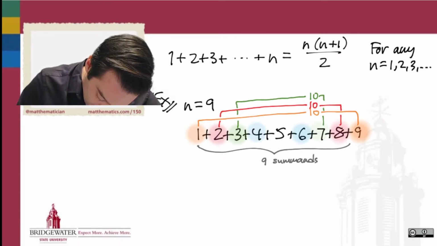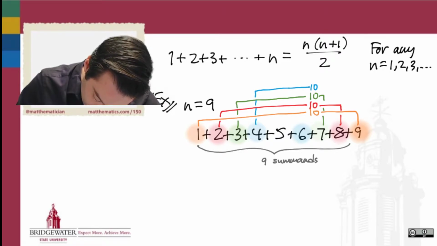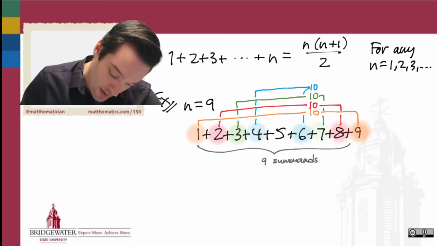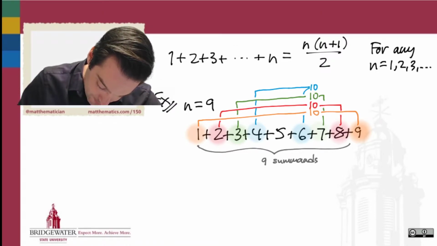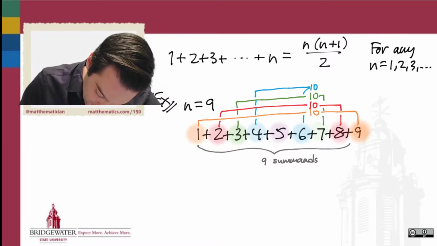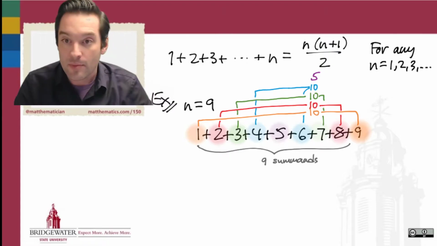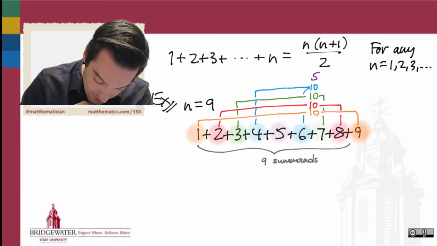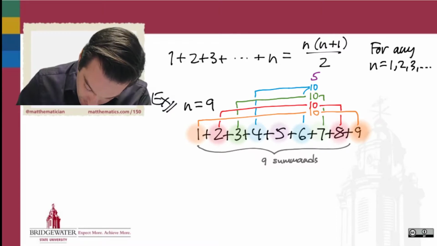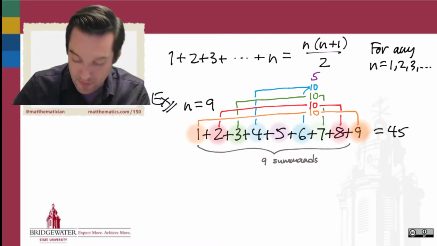The last pair being this 4 and this 6. And then I'm going to have one leftover 5 there in the middle. So I'll have to try to figure out how to account for that. But anyway, that's one way to be systematic about it. And then I can just add up those pairs. I get 4 10s and a 5. And that gives me 45.